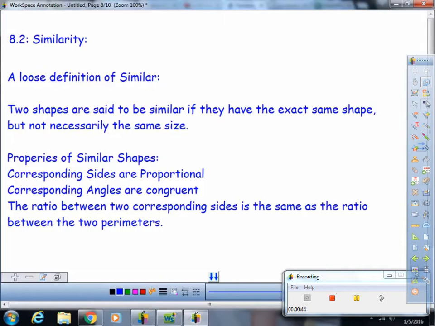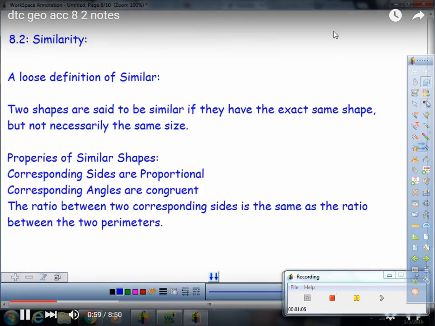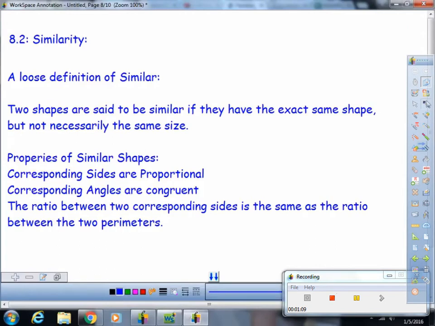All right, now, put your hand against your neighbor's. Your hands are similar. They are not the exact same size, but they are the exact same shape. Now, they might be the exact same shape and the exact same size, but they're still similar. So a loose definition of similar is two things that are the exact same shape. Okay? More importantly than the definition, though, let's look at the properties.